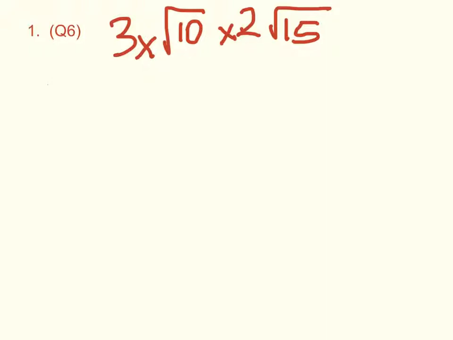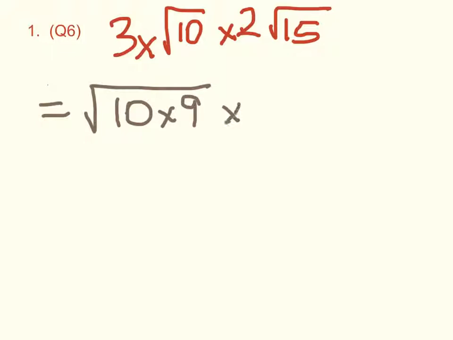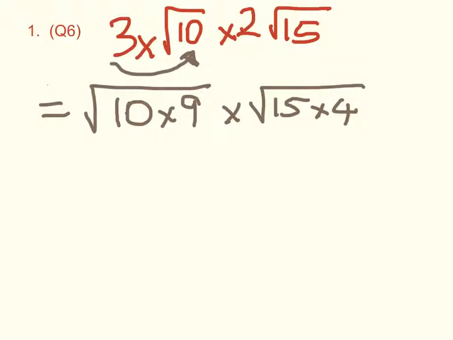So here's the first one, question 6. 3 times root 10 times 2 times root 15. So we're going to use the PQ rule. Right, so the first product can be written as root of 10 times 9. And the second product can be written as root of 15 times 4. So what I'm doing here, you can think about it, when you're putting something back under a square root sign, you need to be squaring it.